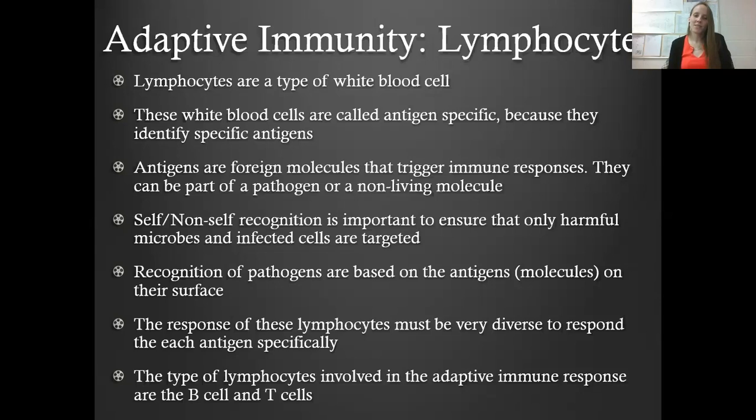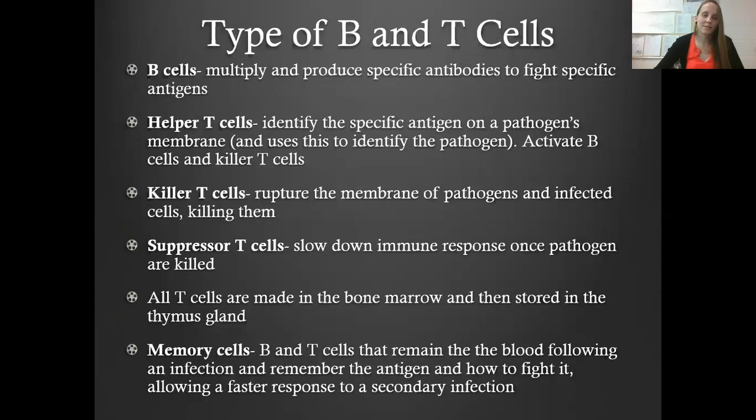The response of these lymphocytes is very diverse because it is responding to every single different pathogen with a different strategy. This includes your B cells and your T cells. So B cells are going to multiply. They produce antibodies, which fight off specific antigens. You have your helper T cells, which identify the antigens, use that to identify the pathogens, and then activate the B cells and the killer T cells.